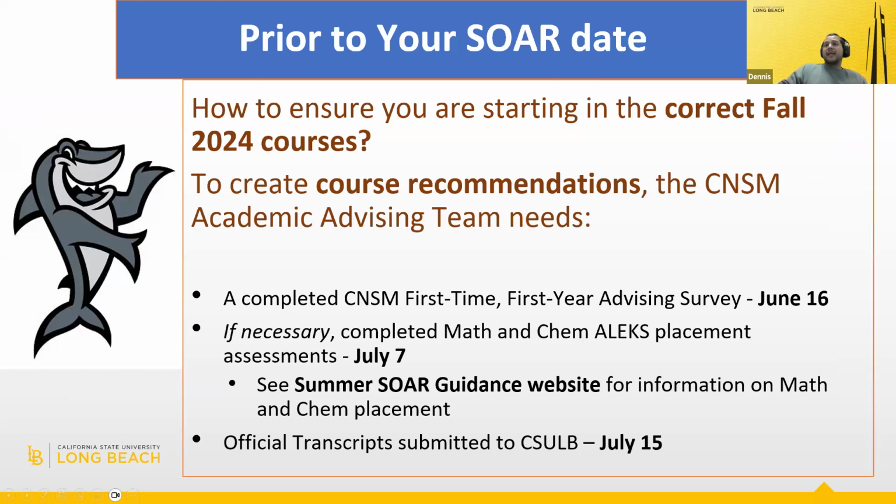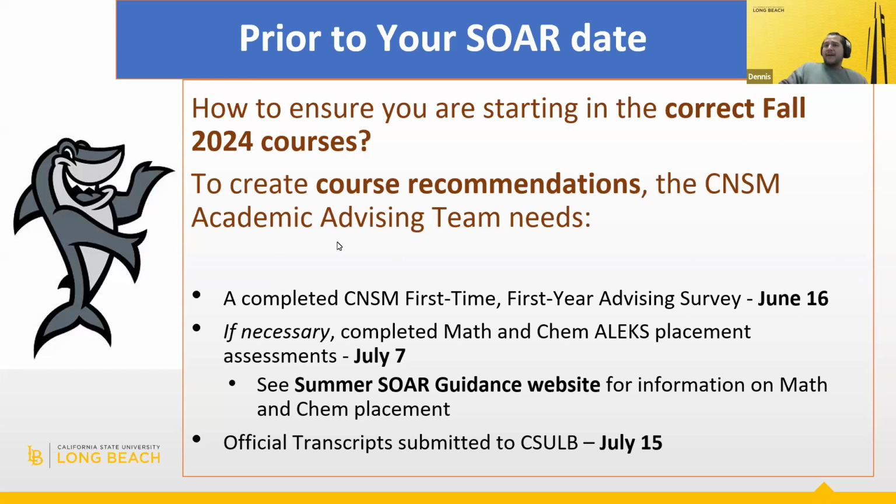Prior to your SOAR date, there are certain things that we want to make sure that you know. The first thing is how to ensure you are starting in the correct fall 2024 courses. To create those course recommendations, there are a couple of things that we as a CNSM team need from you. The first one is completing the CNSM First Time First Year Advising Survey, which has a deadline of June 16th. If necessary, complete the Math and Chem ALEKS Placement Assessment, which the deadline again is July 7th.